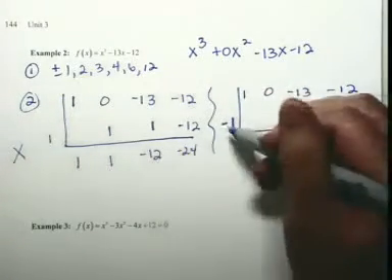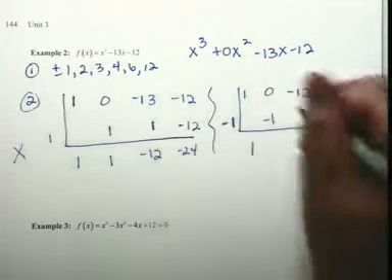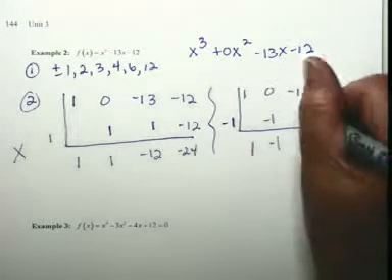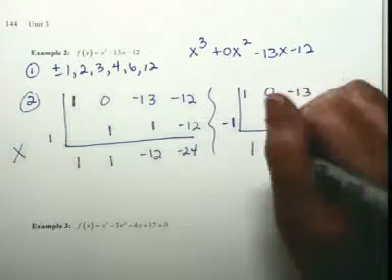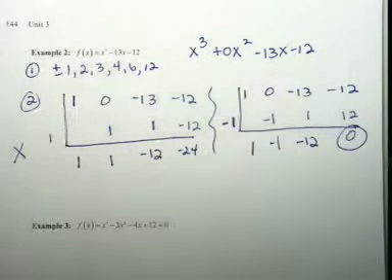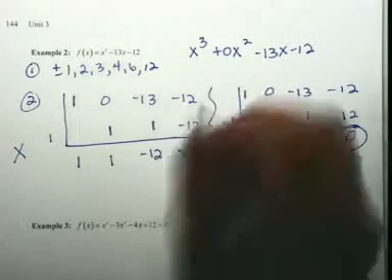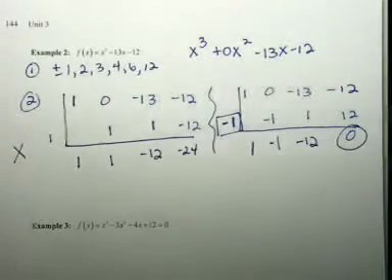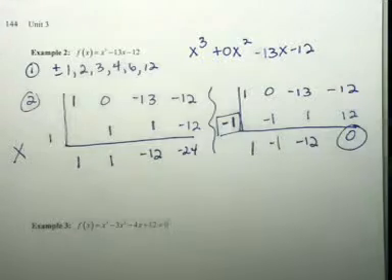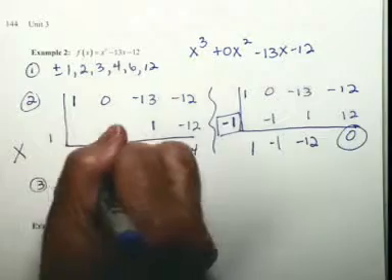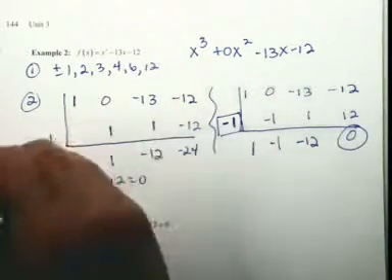1, multiply times -1, add, multiply times -1, add, multiply times -1. So 1 is not an answer, but -1 is an answer. So I have x squared minus x minus 12.